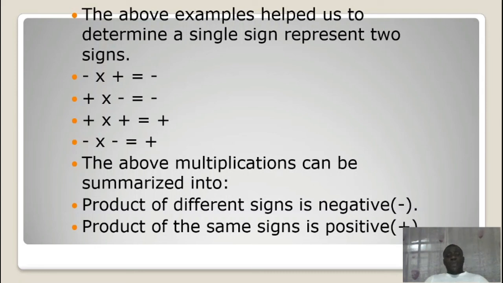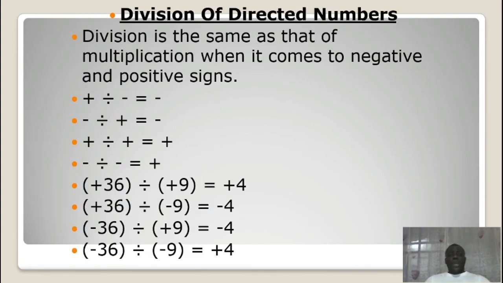So in summary, whenever you are multiplying two numbers, when you observe that one is positive and one is negative, you should know that the result will always be negative. But anytime the two numbers you are multiplying are both positive, or both negative, we are going to have a positive result. That is the summary of multiplication. So now we are looking at division.